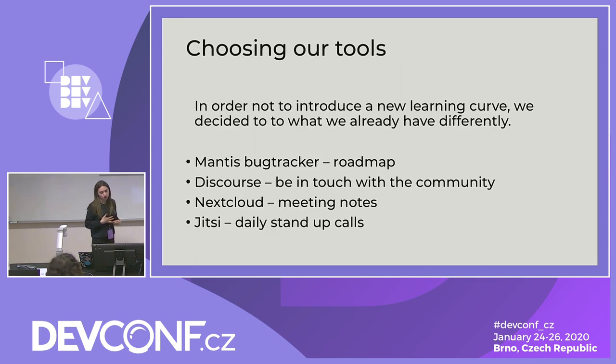So we had to choose our tools, what we had in our defense. Instead of introducing a new learning curve, we thought it would be better to keep what we had and adapt it to a new way of doing things. We kept Mantis, an open source bug tracker, to put our roadmap there, Discourse to be in touch with the community, Nextcloud for our meeting notes, and Jitsi for the daily stand-up calls.